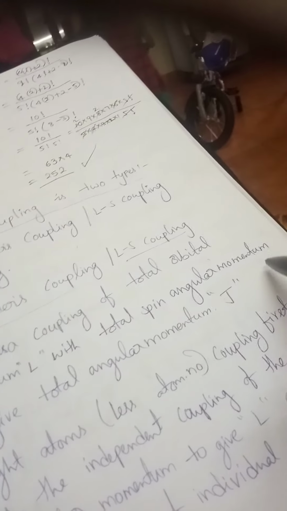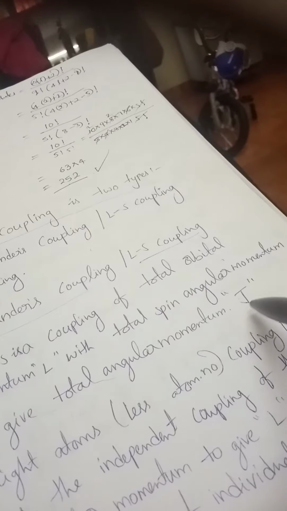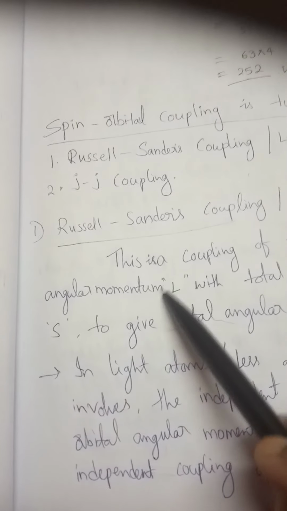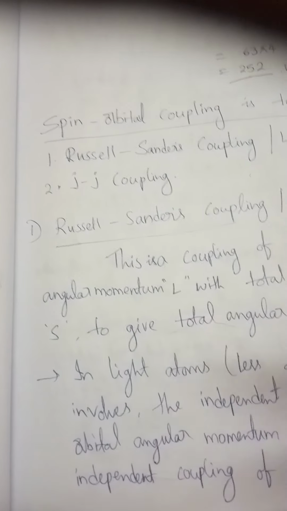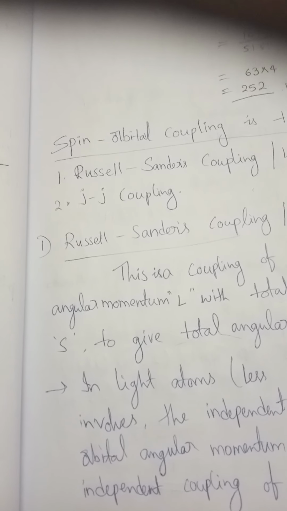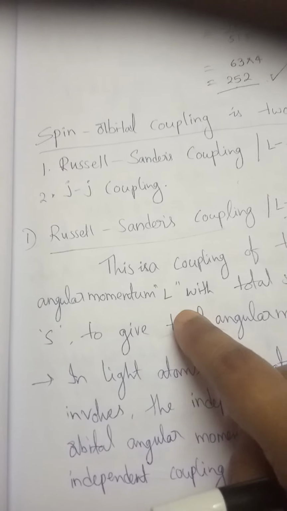What is meant by Russell-Saunders coupling here? LS coupling is a coupling of total orbital angular momentum L with total spin angular momentum S to give total angular momentum J. So here it is nothing but the L value. How can we get it? We add the small l values, l1, l2; that is, we add all the l values of the individual electrons, and we get capital L from all the small l.